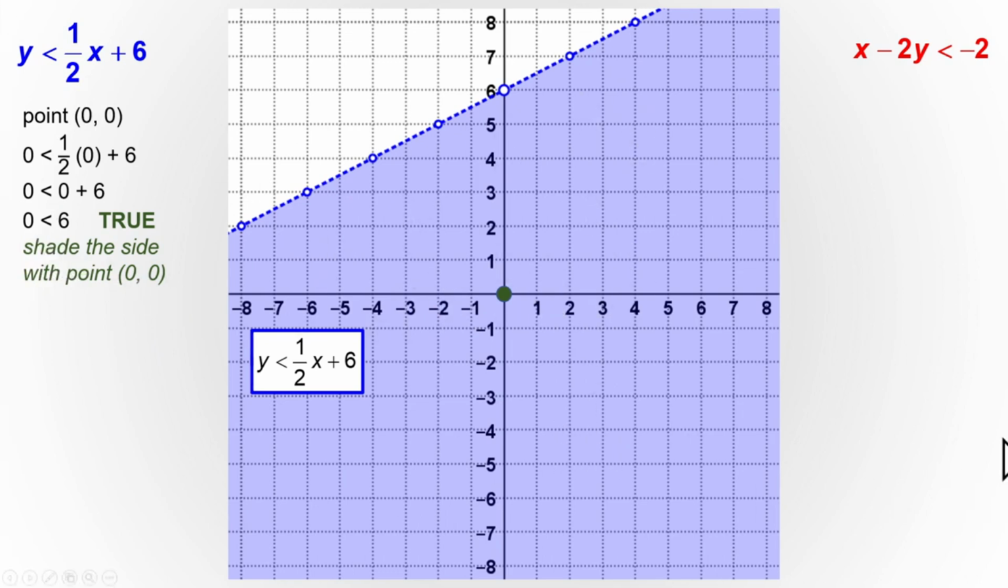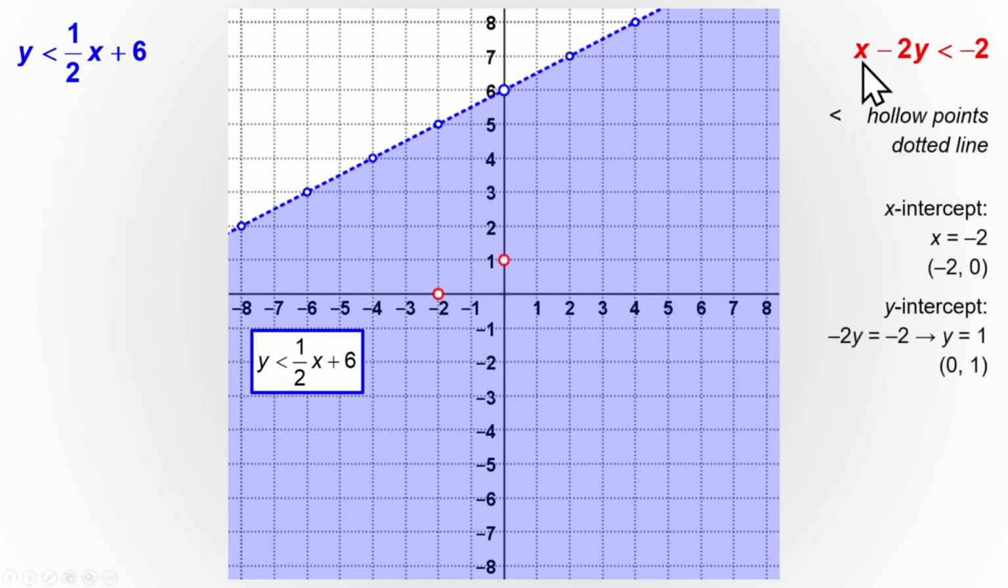Since my second inequality is in standard form, I will use my x and y intercepts to help graph the line. I'll plug in 0 for the y here and come up with x is equal to negative 2 and come up with the point negative 2 comma 0. For my y-intercept, I'll plug 0 into the x spot, have negative 2y equal to negative 2. Let's divide both sides by negative 2 and come up with y equals 1. With those 2 points, I can realize that my slope is going up 1, right 2, for a slope of 1/2.